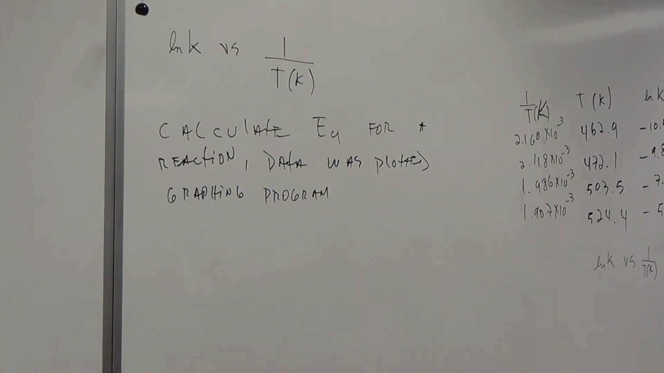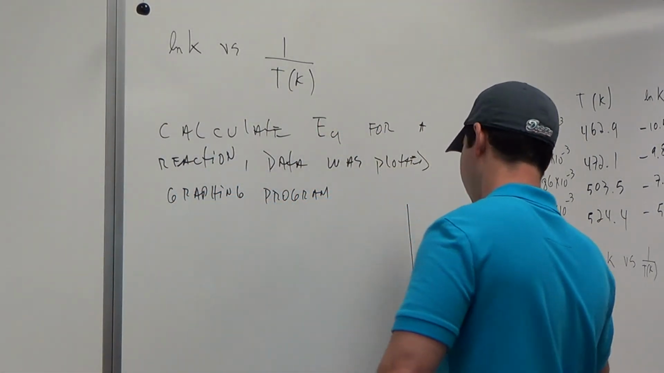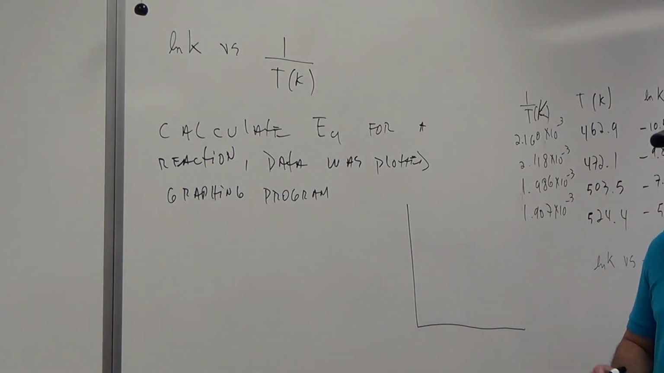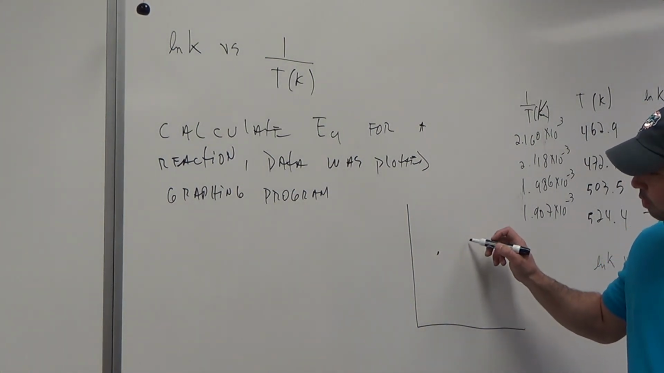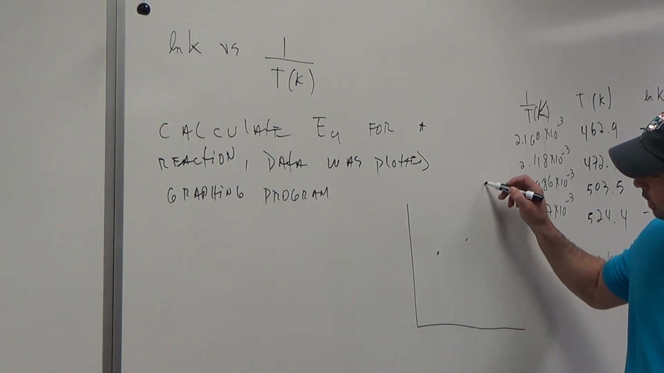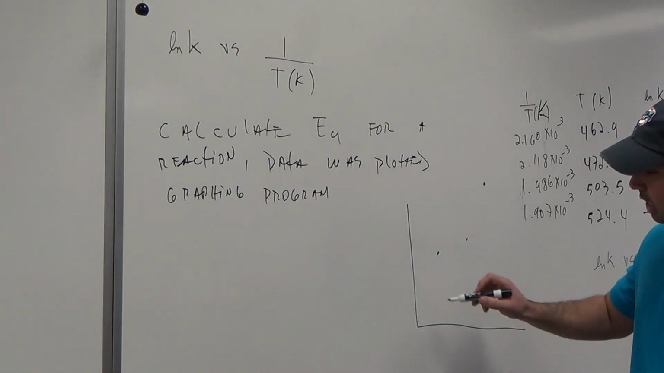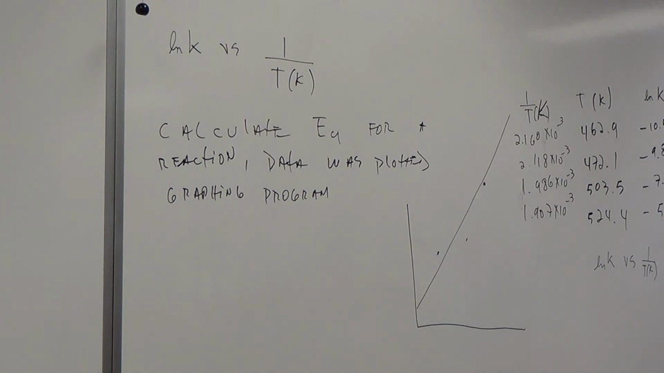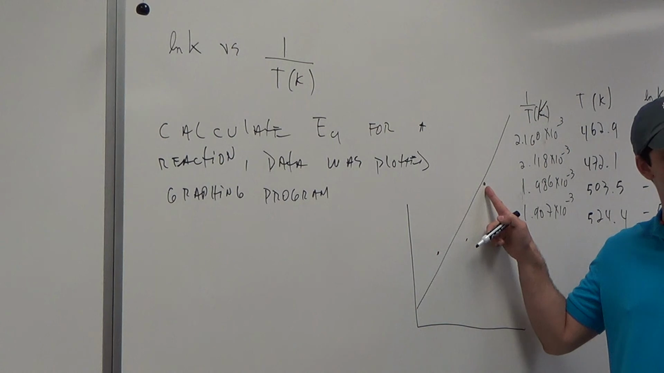Do you guys know how to graph? I bet money you don't. Okay, this is what you do, yes? I have a point here, a point here, and a point here. And the best line of this, that is the best line. Yes? Do I use this point and this point to calculate the slope of this line?